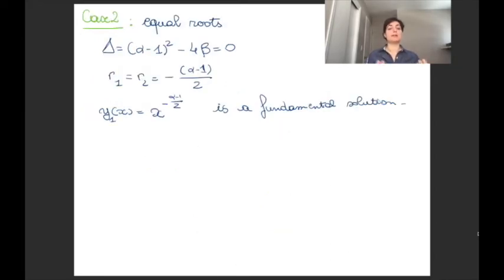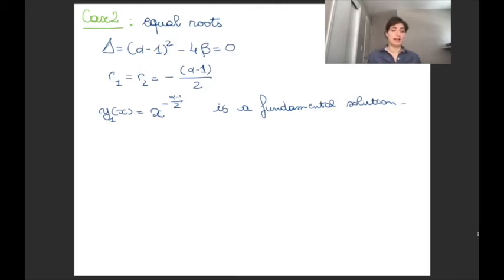What happens when we have equal roots? So our determinant, (alpha minus 1) squared minus 4 beta, is equal to 0. Then our two roots for the Euler equation are equal to each other. They're both equal to minus (alpha minus 1) divided by 2.